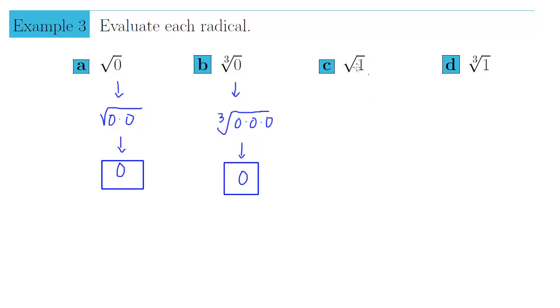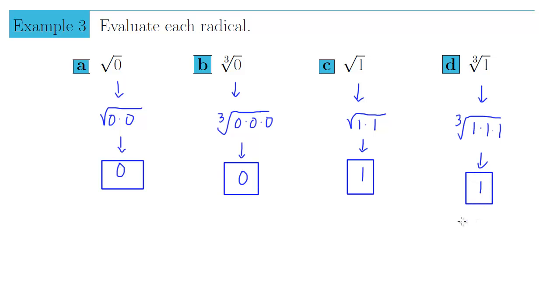Okay, 1 behaves in a similar way. The square root of 1, we would have to look for 2 identical factors inside 1. Well, 1 is 1 times 1. So the square root of 1 is 1. Similarly, the cube root of 1 is 1, because if you look for 3 identical factors in 1, you see that 1 is 1 times 1 times 1. So the cube root of 1 is just 1. Okay, so 0 and 1 are fairly nice when you're taking roots.